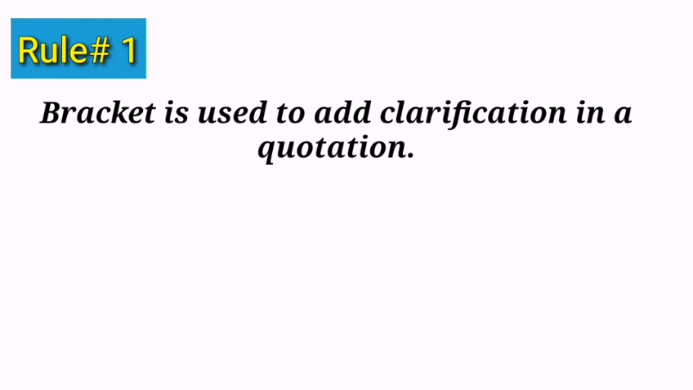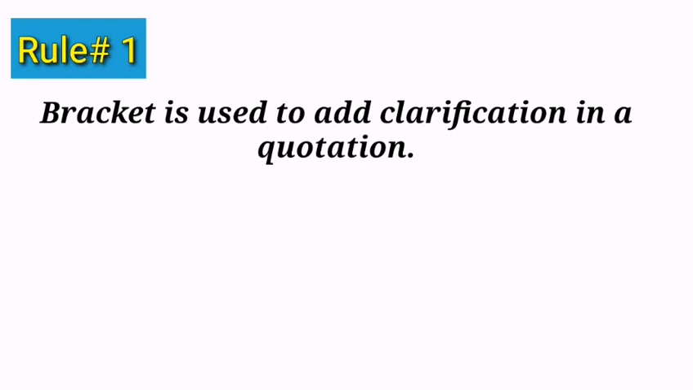It means that square brackets are used in a quotation to add additional information. Basically, we have to add additional information in a quotation because sometimes without additional information a quotation does not make sense. So, within a quotation additional information is added to it and it is separated through square brackets.